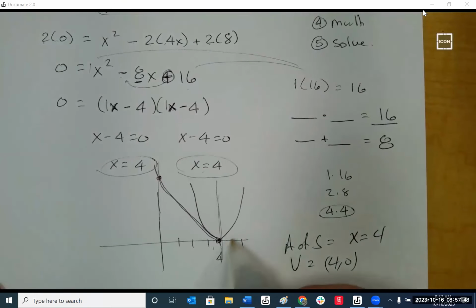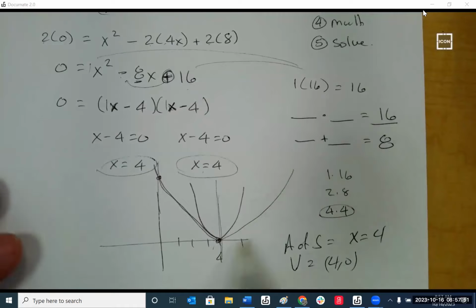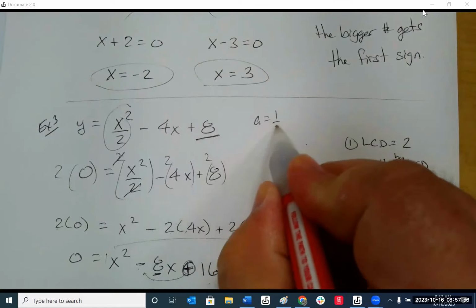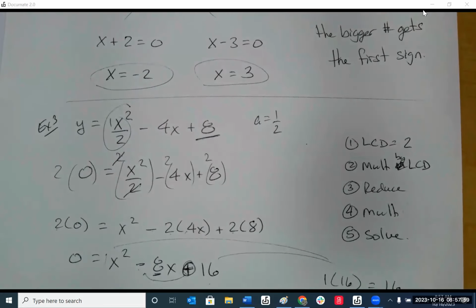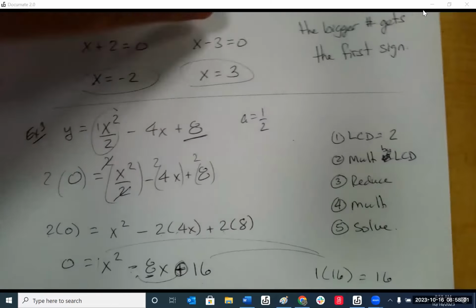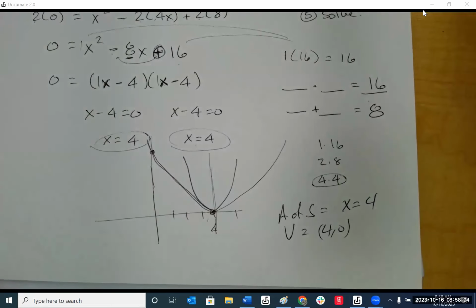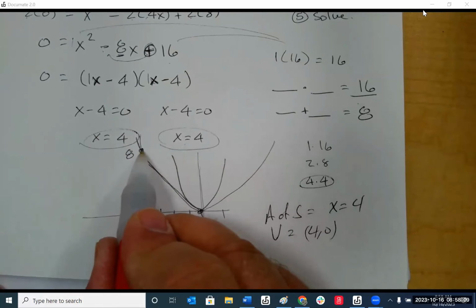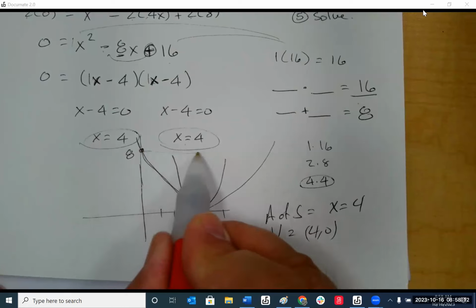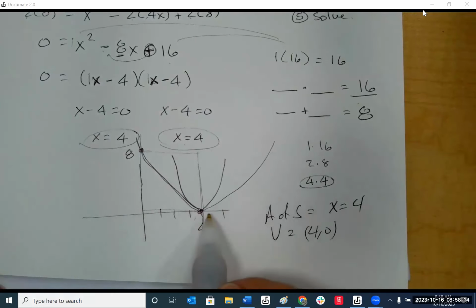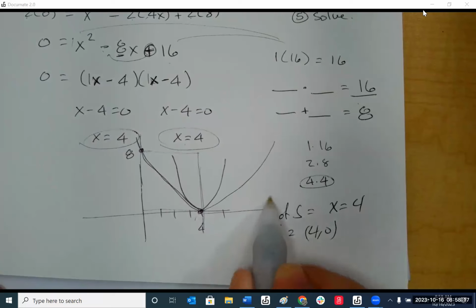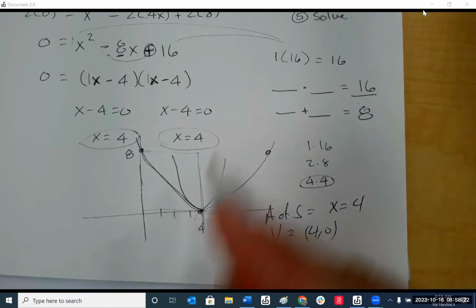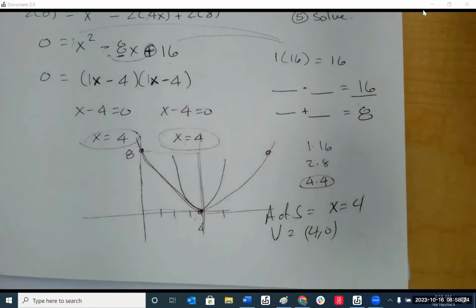And remember, it's going to be wider. Why is it going to be wide? Because the original a is 1/2. It's going to be twice as wide. So we have an intercept at 8. Since we have a y-intercept at 8, which is 4 spaces that way, if we go 4 spaces this way and up 8, we have another point. Remember, because of the axis of symmetry, it mirrors both sides.